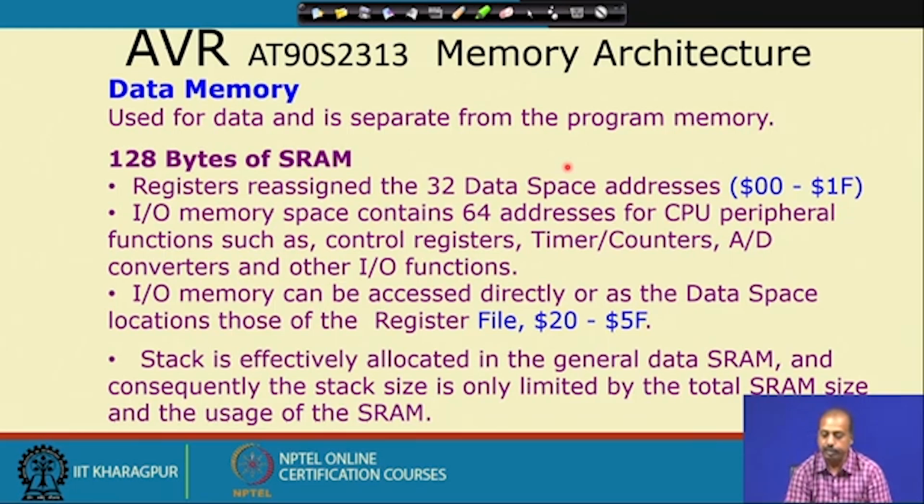The stack is effectively allocated in general data SRAM, and the stack size is limited by the size of the SRAM. The SRAM size is 128 bytes. Out of that, 32 bytes are gone for the registers and 64 bytes for the IO memory space. So, a total of 96 bytes are used by the system, and you are left with only 32 bytes for the stack. You can initialize your stack pointer to location 97, and from that point onward your stack will start, and it can go up to 128 only.